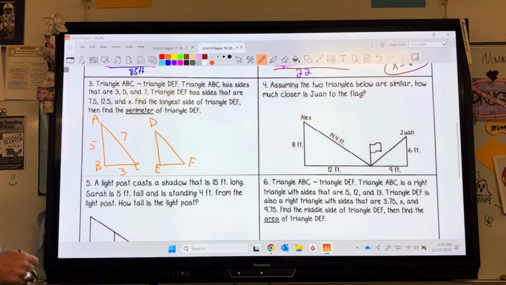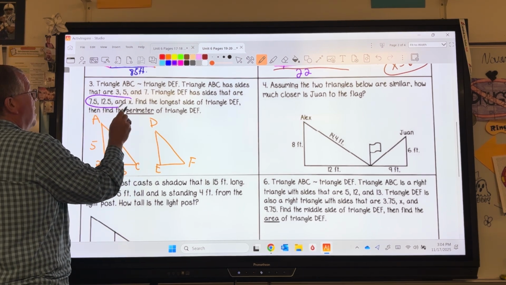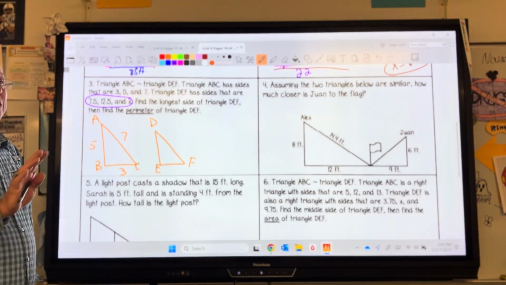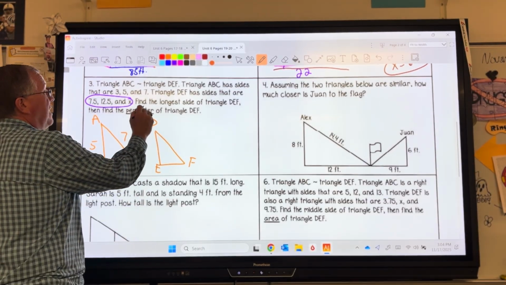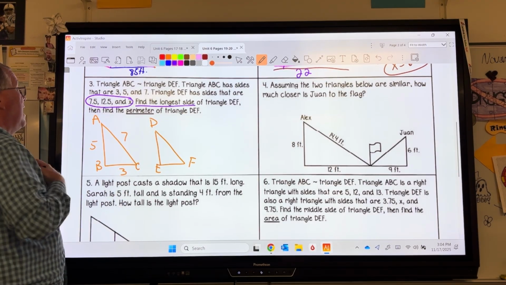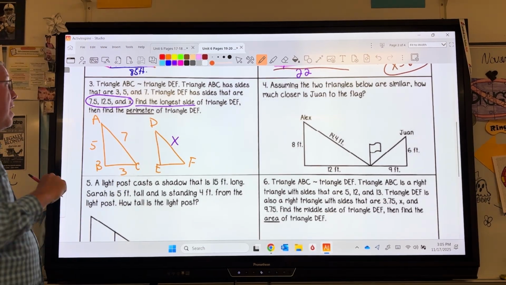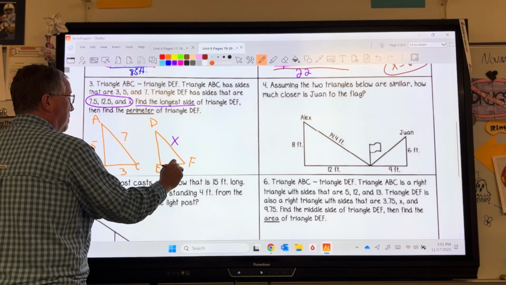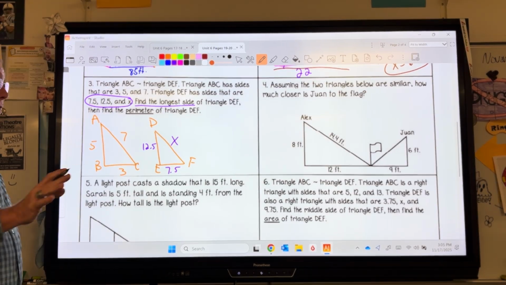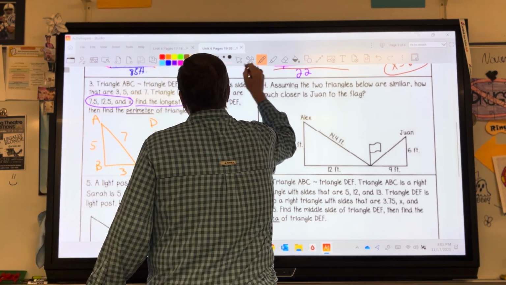Triangle DEF has sides that are 7.5, 12.5, and X. Now, this is interesting because that could be any order. X could be the smallest, it could be the largest, it could be the middle. So I'm going to hold off on writing that down yet. It then says find the longest side of DEF. Well, if I'm looking for the longest side, that means X has to go here because that's my longest side that matches up. Which means that 7.5 is my smallest and 12.5 is my middle. Now at this point, you have a choice. We're going to set up our ratio.